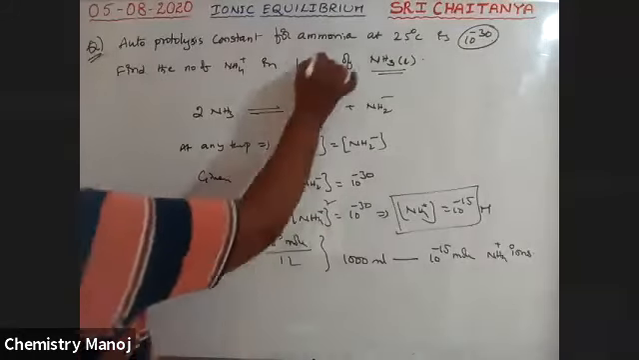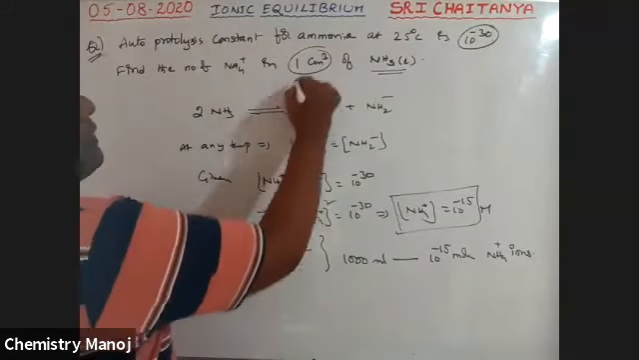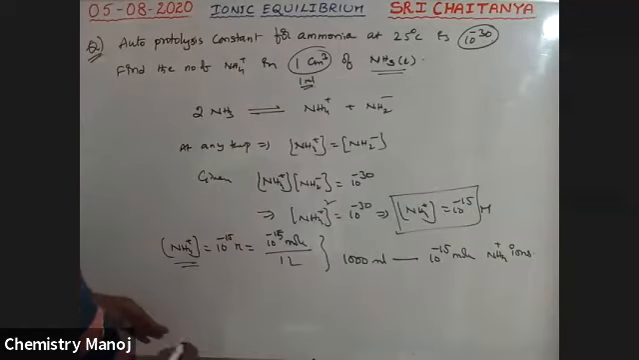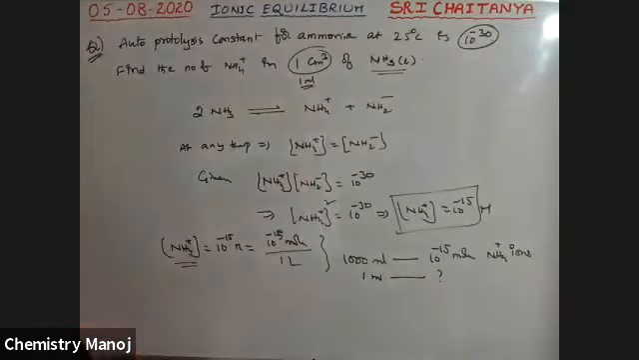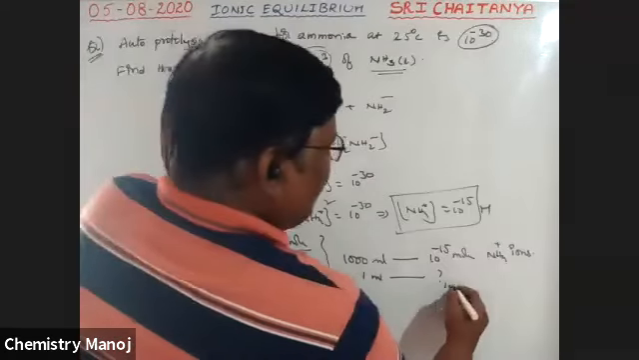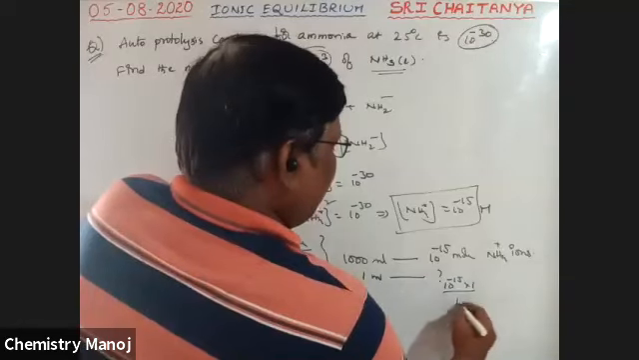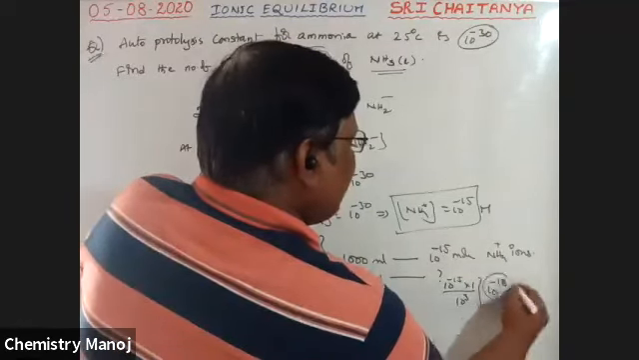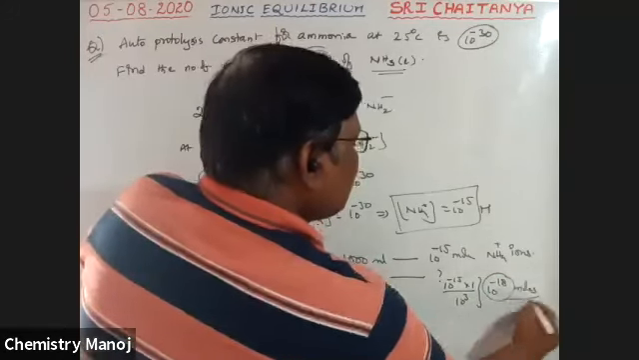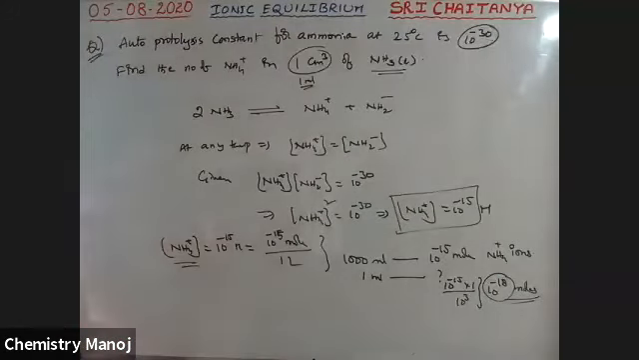But he wants 1 cc, that means 1 ml. Therefore, 1 ml contains how many moles? That implies 10 power minus 15 into 1 by 10 cube, which is equal to 10 power minus 18 moles.